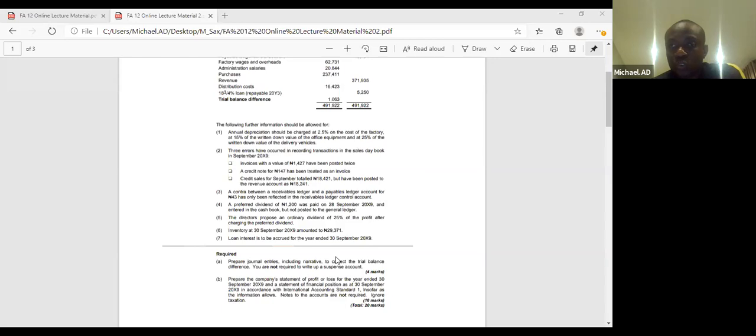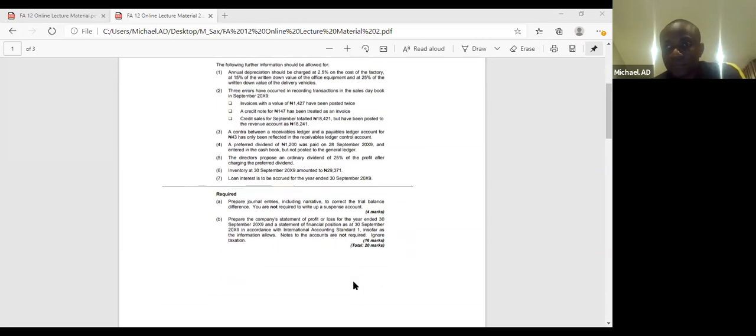The director proposed an ordinary dividend of 25% of the profit after charging preferred dividend. Inventory at 30 September 20X9 amounted to 29,371 naira. Loan interest is to be accrued for the year ended 20X9. First, prepare a journal entry, including narrative, to correct the trial balance differences. You are not required to write up a suspense account.